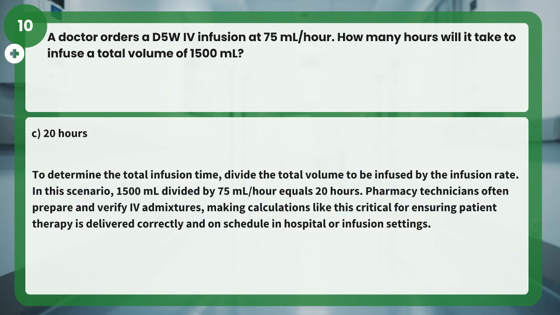Answer C. 20 hours. To determine the total infusion time, divide the total volume to be infused by the infusion rate. In this scenario, 1,500 milliliters divided by 75 milliliters per hour equals 20 hours. Pharmacy technicians often prepare and verify admixtures, making calculations like this critical for ensuring patient therapy is delivered correctly and on schedule in hospital or infusion settings.